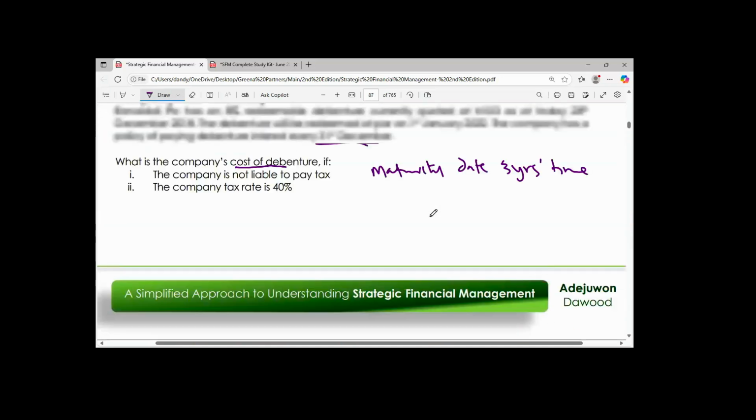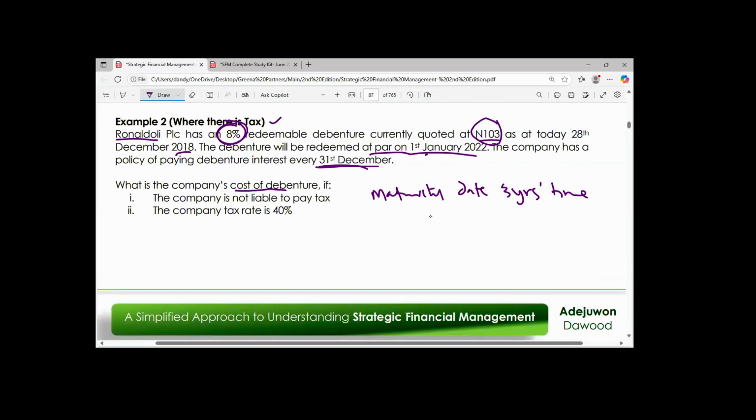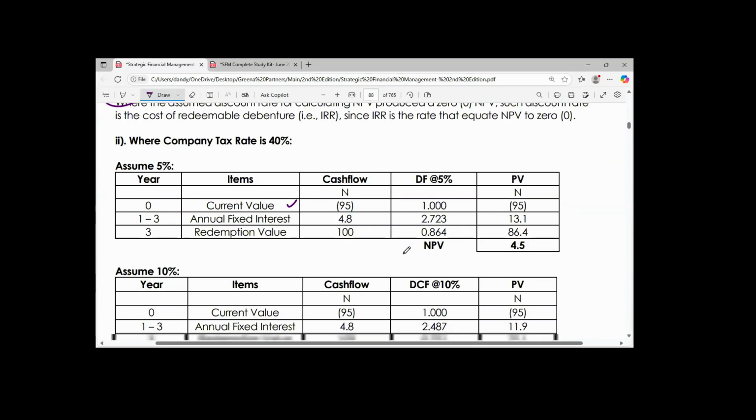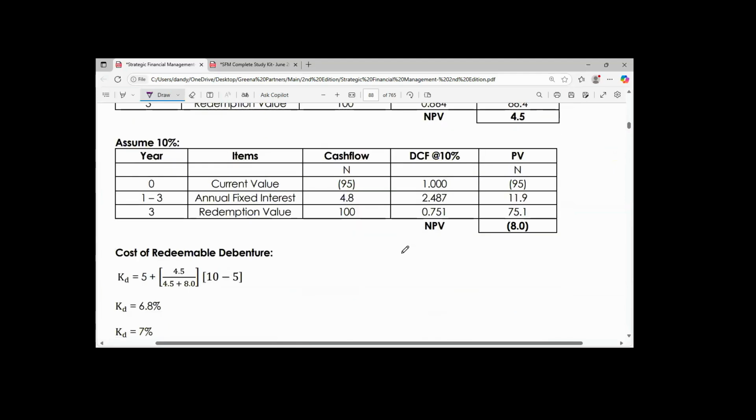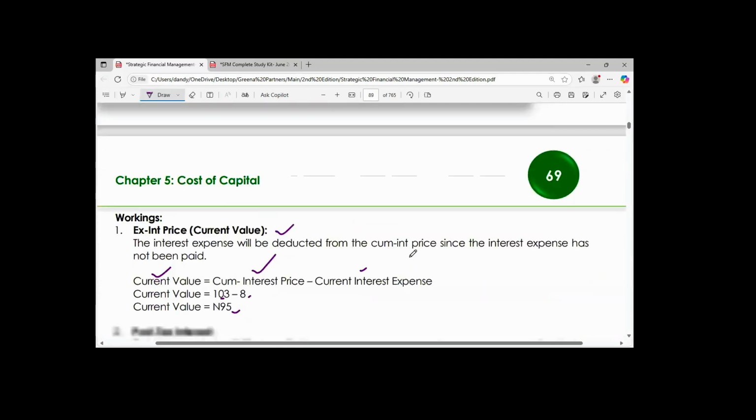The second part of the requirement, you have to assume 40% as the company tax rate. So now that you have a tax rate of 40%, how is your cost of redeemable debenture going to look? In this case, the only difference between this and the first one that we solved is that instead of using the 8%, you need to adjust for tax. So this should then be interest multiplied by 1 minus tax. That will give you 4.8. So it is that 4.8 we are going to use to compute your NPV.